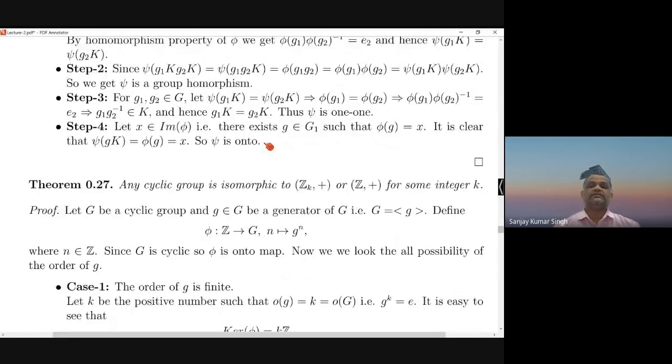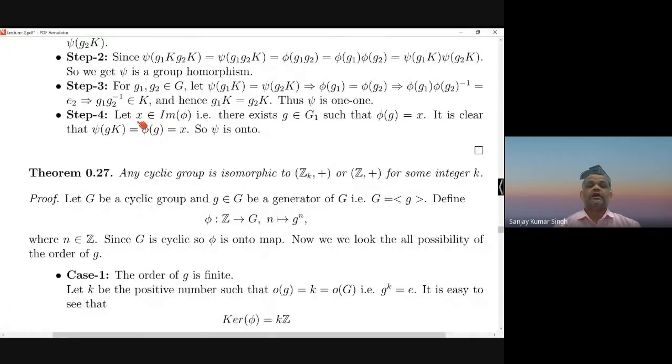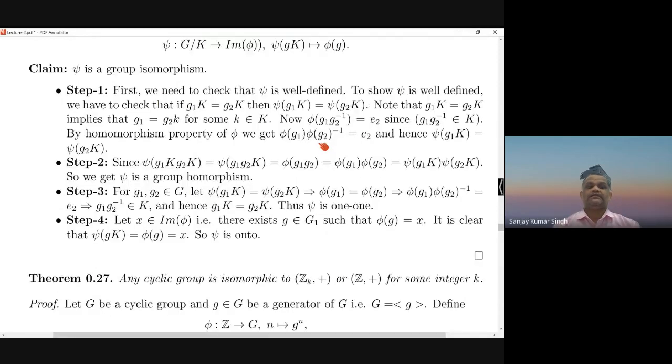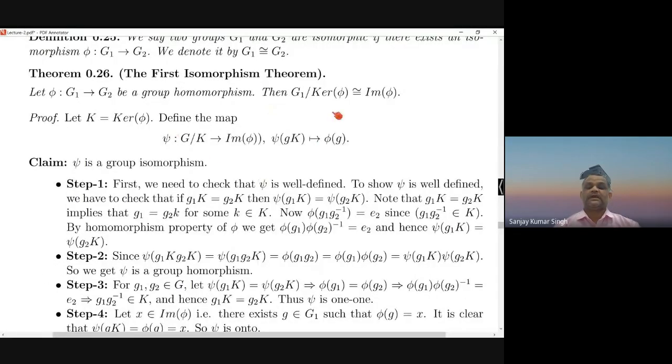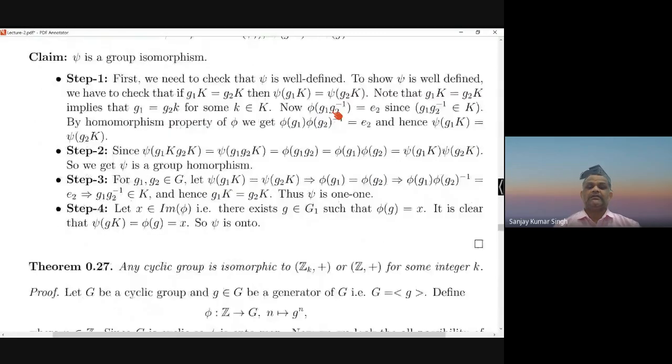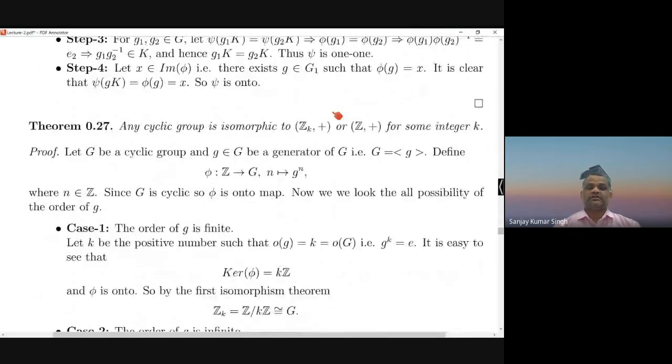Now the next claim is that this map is onto. If I take any element in the image, then of course there exists a G in G1 such that phi of G is equal to X. My claim is that Gk is the element whose image is X. Why? Because psi of Gk is phi of G, and phi of G is equal to X. So we get psi is onto, and hence we prove this theorem. This is a very interesting theorem, and now we'll see some more applications of this.